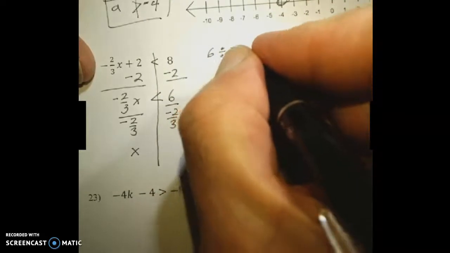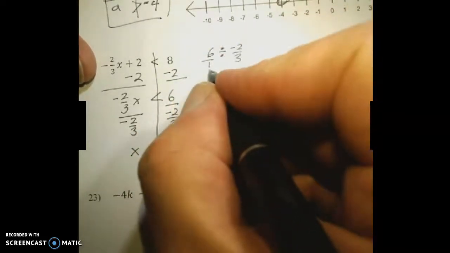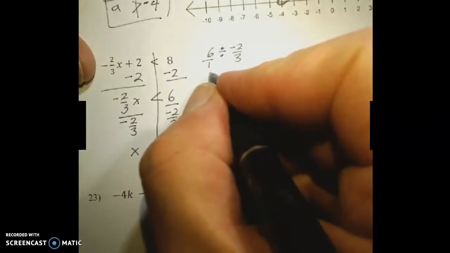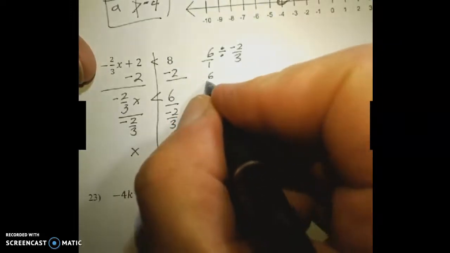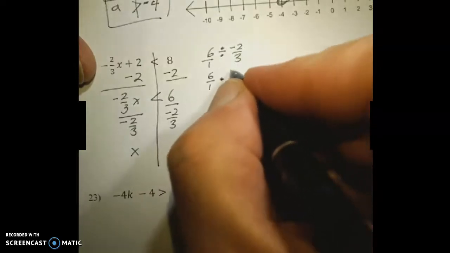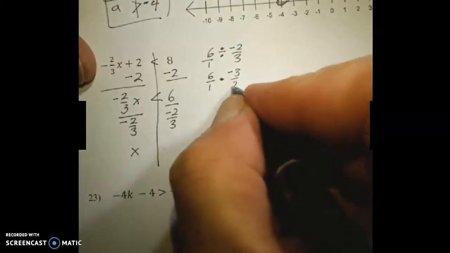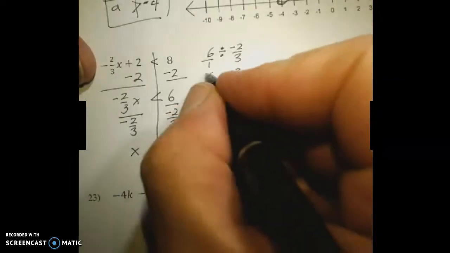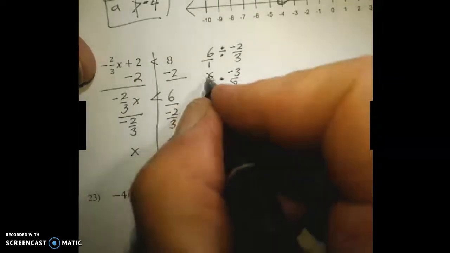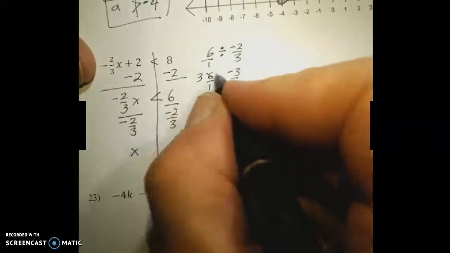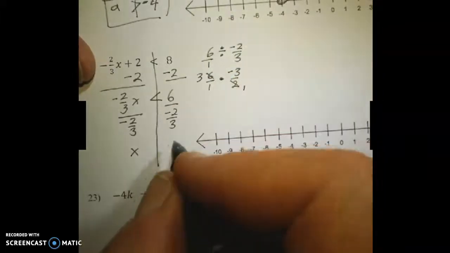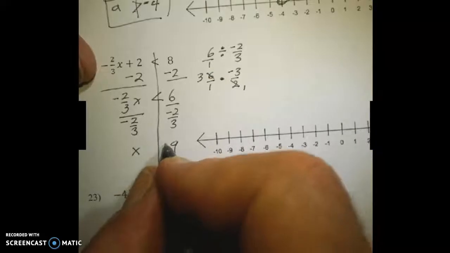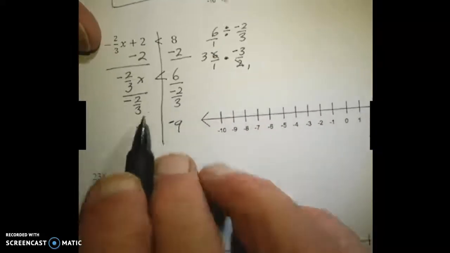It's going to be 6 divided by negative 2/3. Put a 1 under the 6. You don't really divide with fractions. You multiply by the reciprocal. 6 over 1 times negative 3/2. Reduce. 2 reduces with the 6. 2 divided by 2 is 1. 6 divided by 2 is 3. 3 times negative 3. 3 times 3 is 9. Positive times a negative is a negative 9.